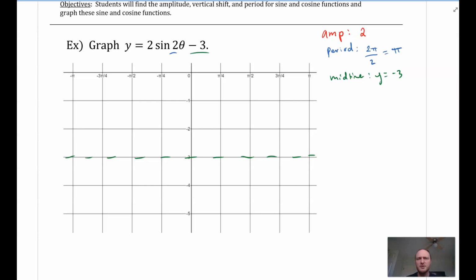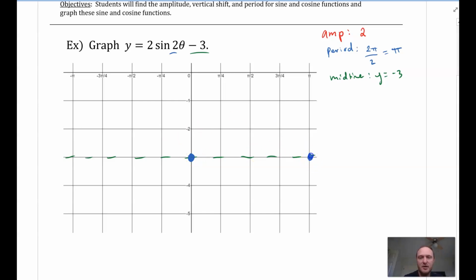Now I'll draw the starting point. Notice it's a sine function, so I'll start on the midline, and my amplitude's 2. So here's my starting point, my ending point. What's our period? Well, it's pi. So I'm going to go over pi.